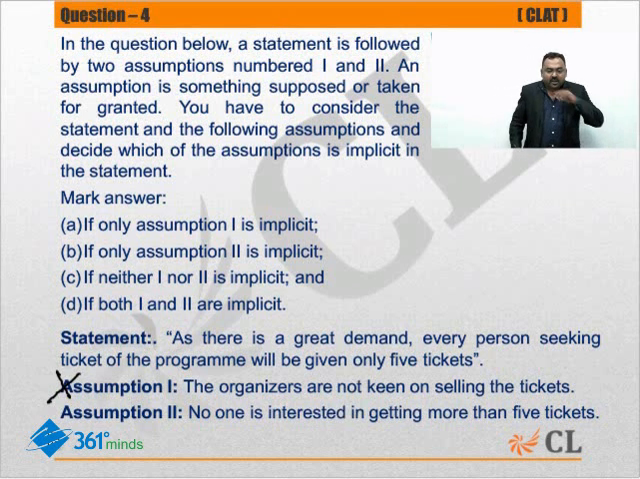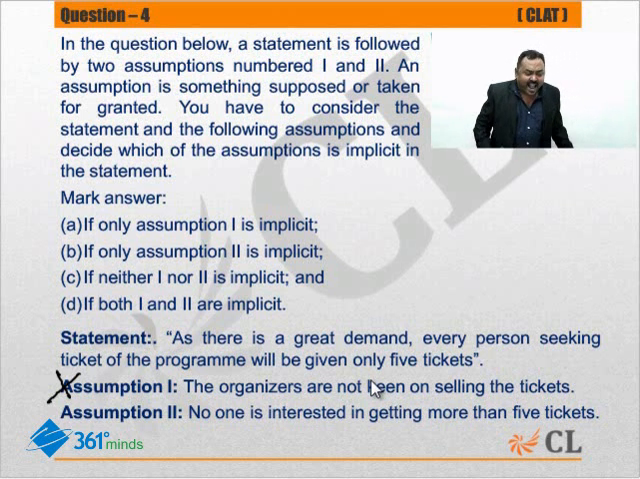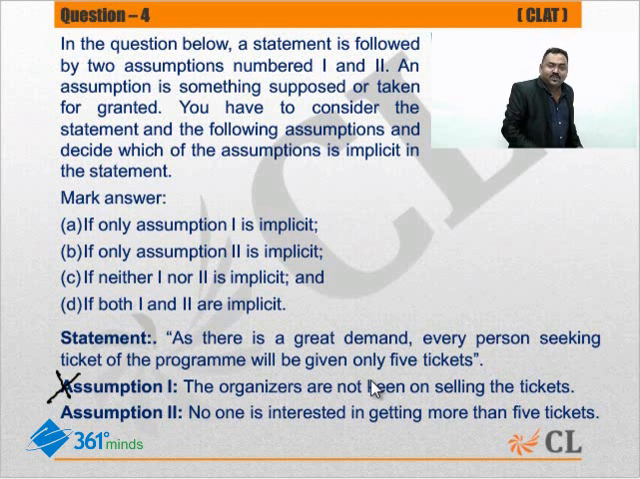Let's do assumption 2. No one is interested in getting more than 5 tickets. I am only giving 5 tickets. I have no clue about what another person thinks. So for me to give 5 tickets to someone has got no relationship to what he thinks about these 5 tickets. I am giving 5 tickets. That is my wish for whatever reason. It has got nothing to do with what that person thinks, right? So assumption 2 is not necessary for the statement to be true. Again, answer choice is C. Neither 1 nor 2 is implicit. One more.